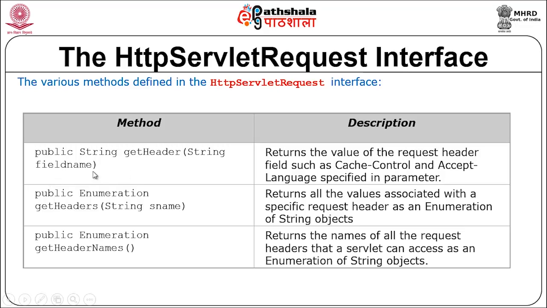So, you give the name and you can read the value of the header. getHeaders would return all the values associated with the request field, and getHeaderNames would return the names of all the request headers that a servlet can access, as an enumeration of string objects.